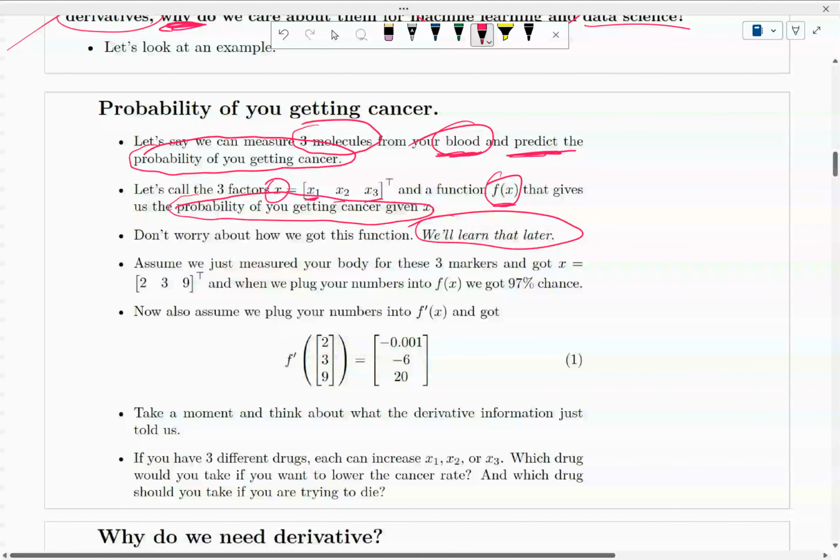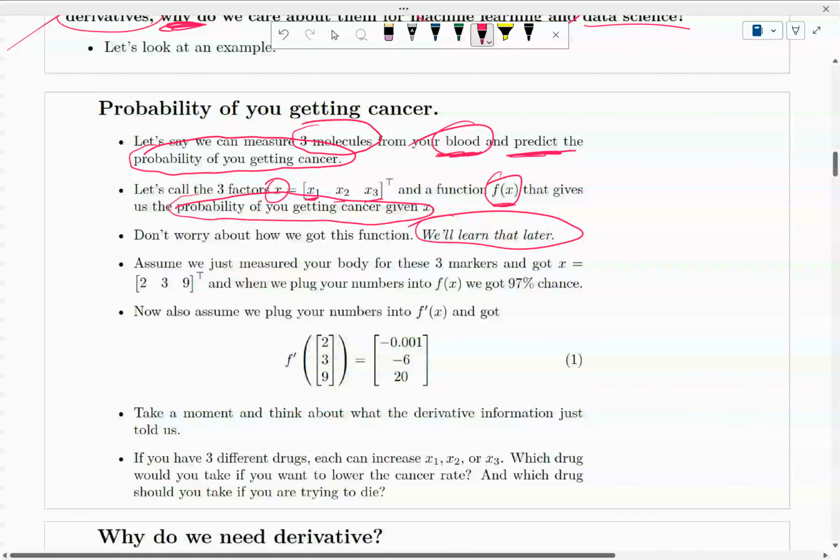Once we have this given to us, let's take one of you. We take your body and measure these three biological markers, and we got these numbers 2, 3, 9. When we plug these three numbers into the function, it spits out a 97% chance that you will get cancer in your lifetime, which is actually not a surprise because most of us will get cancer. So we just took X and plugged it into f of X, and it gave us an output of 97%.